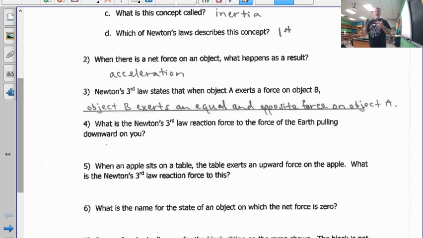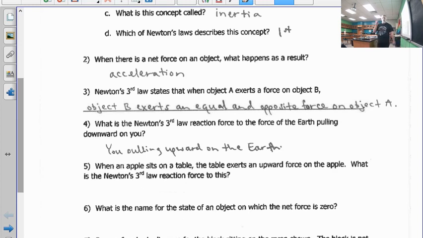It has to be by the same two objects. If object A exerts a force on B, then the Newton's third law force is B exerting a force back on A. The floor isn't pulling you down. The floor is responding to another part of it. But the equal and opposite force here is you pulling upward on the earth. Same two objects.